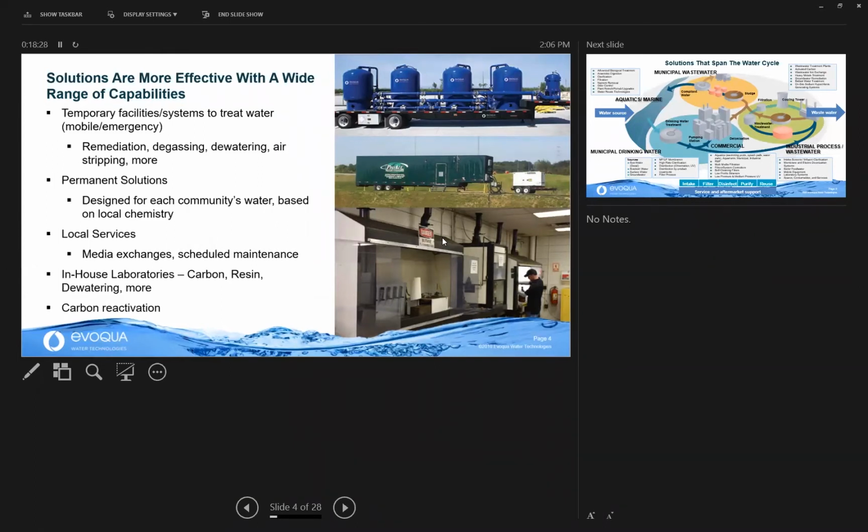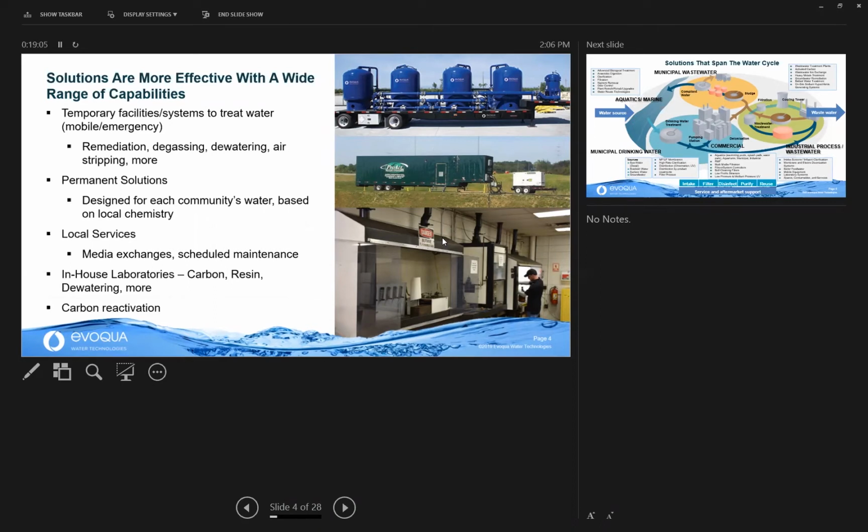And a good solution provider will be able to provide opportunities for remediation. Could be degassing, dewatering, air stripping, so a wide swath of technologies as part of their portfolio. In addition, they'll have permanent solutions, and those will be designed or tailored for each community's water based on the local water chemistry. These would be fixed equipment solutions, not portable, not mobile, though sometimes they do go from portable or mobile to permanent, but the opportunity to have both is always a very key benefit.